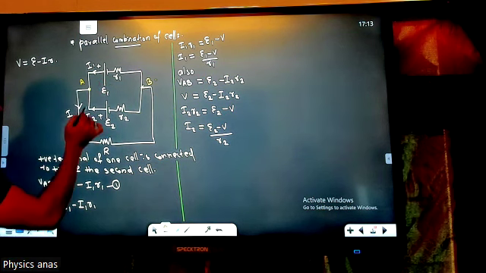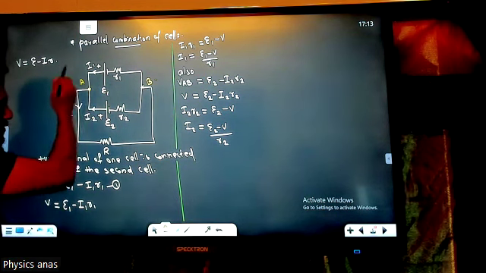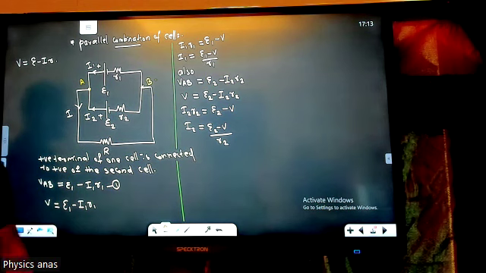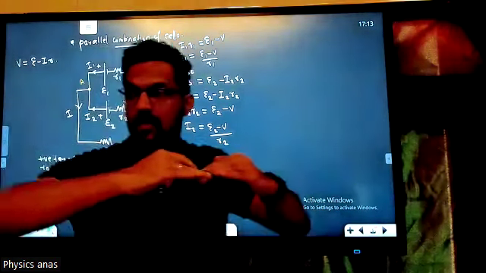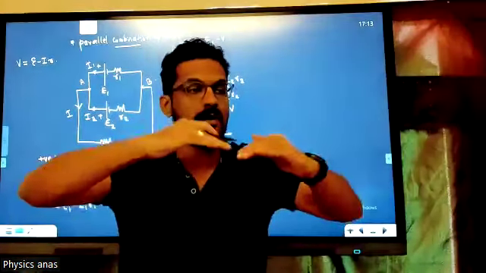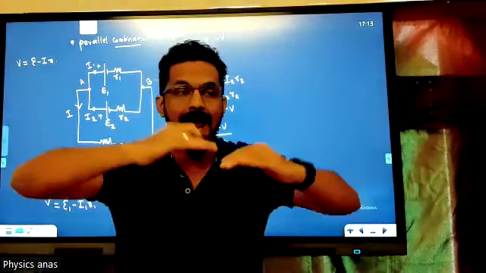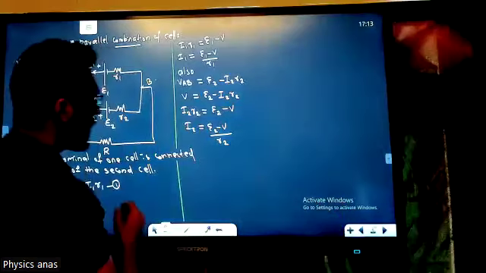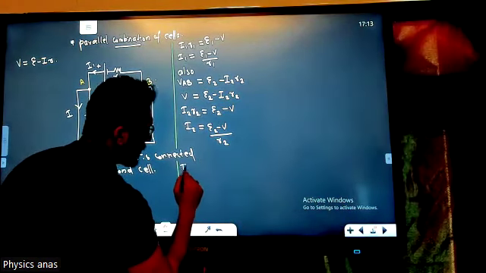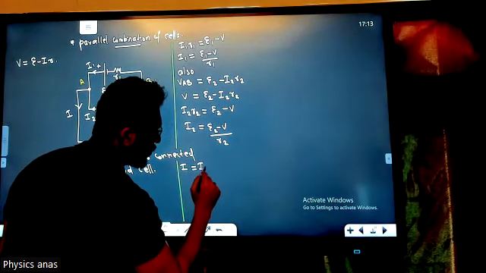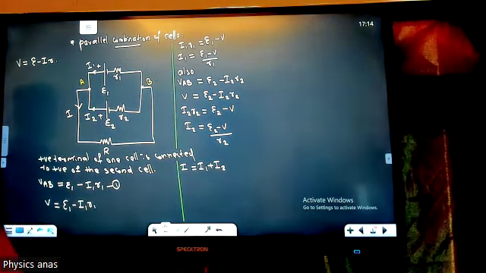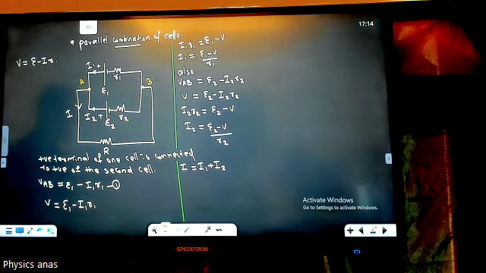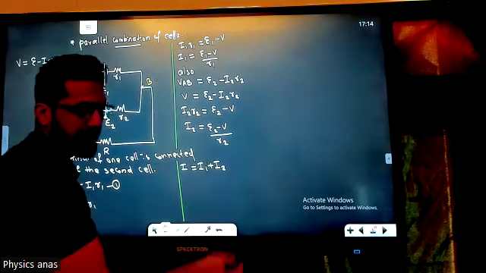I1 and I2 are combining together to form I. They are joining together, they are adding. That means I can be written as I is equal to I1 plus I2. That will be the current. I will be I1 plus I2.